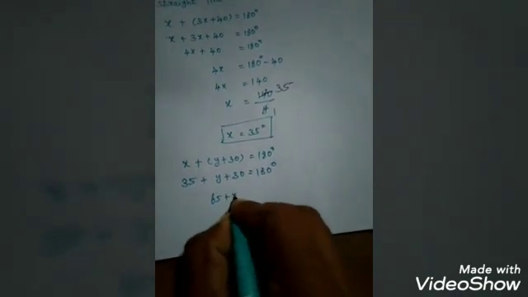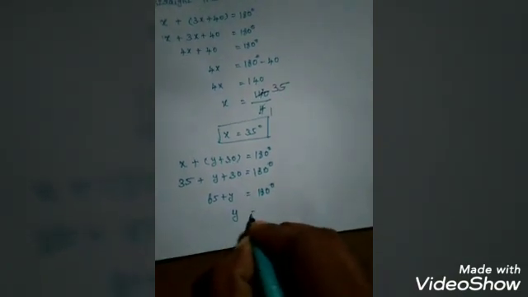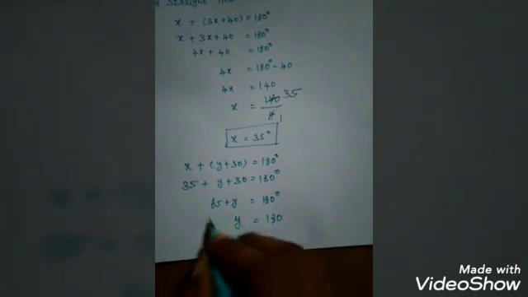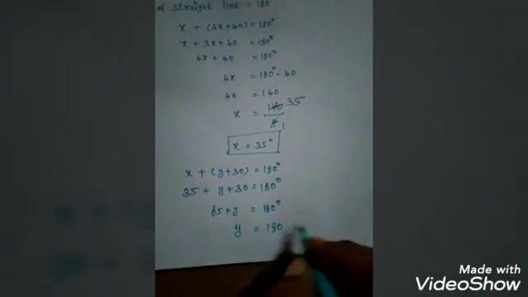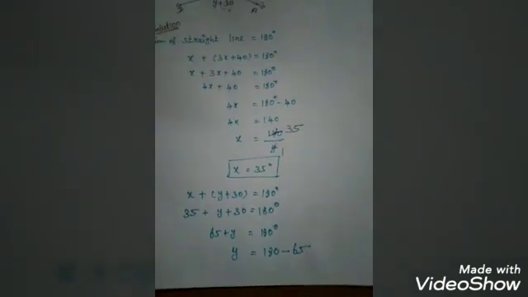65 plus y is equal to 180 degree. So y is equal to 180, minus 65. Here 65 plus y, both are added, so take the opposite side, this is minus 65. Okay, do you understand this? Subtract that: 180 minus 65.